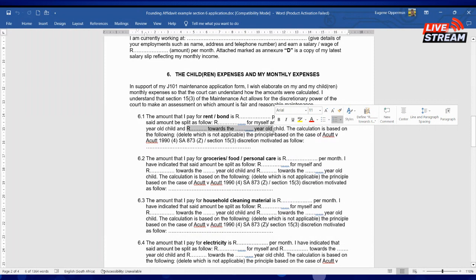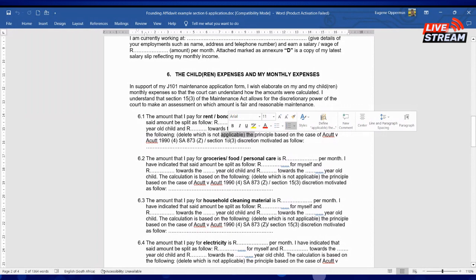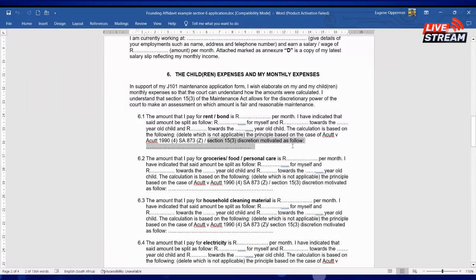If you only have one child, you delete that portion. The calculation is based on the following, and there again, you delete which is not applicable. You can say, right, if you use the principle of a could versus a could, where it says 1/3, 2/3, you know what, the calculation of apportionment, allocating shares, or one share for a child and 2 shares for an adult. If you use that one, then you delete the discretion section.